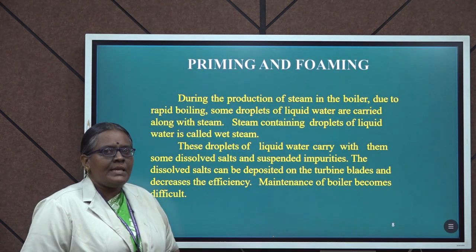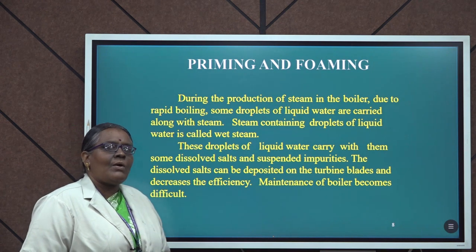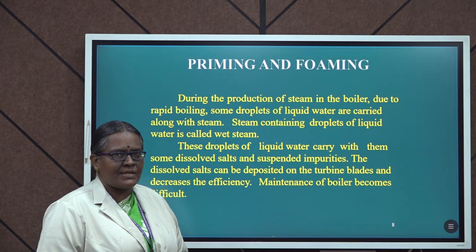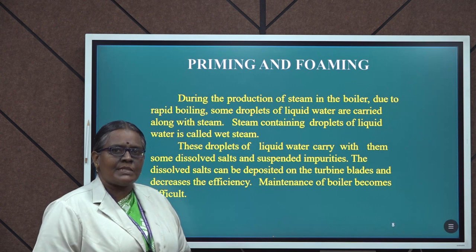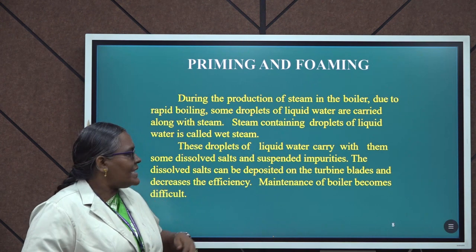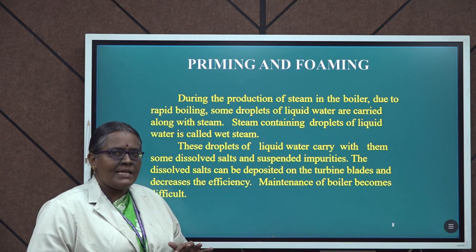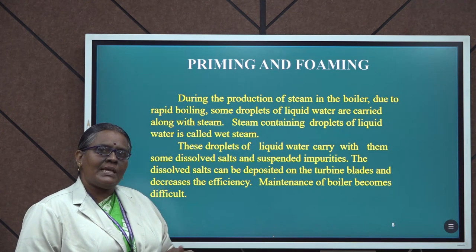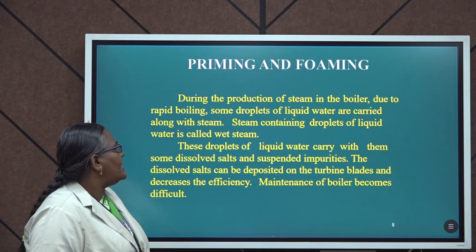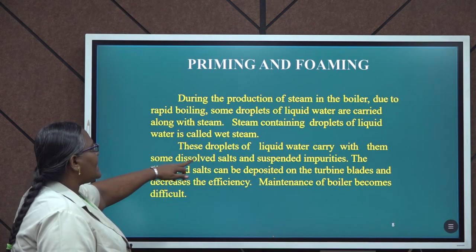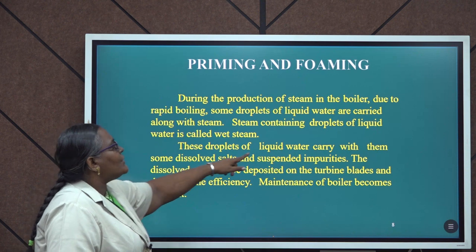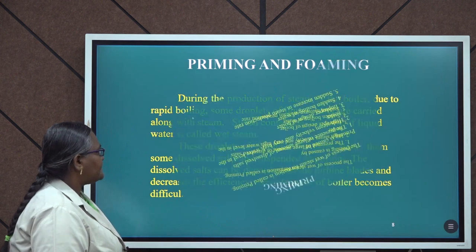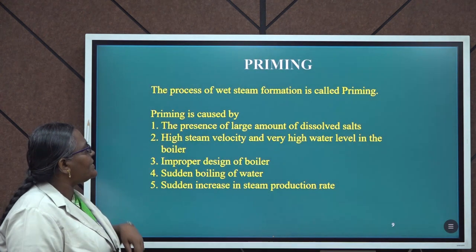So next we are going to see priming and foaming. So these are also called as carryover. That is, sometimes when the water boils, steam is generated. This steam carries over some dissolved particles in the water. So they automatically settle down on the turbine blades. This decreases the efficiency of the system, that is power plants. So they have difficulty in generating electricity. So these droplets of liquid water carry with them some dissolved salts. The formation of wet steam, that is steam containing liquid water, is called priming. So the process of wet steam formation is called priming.